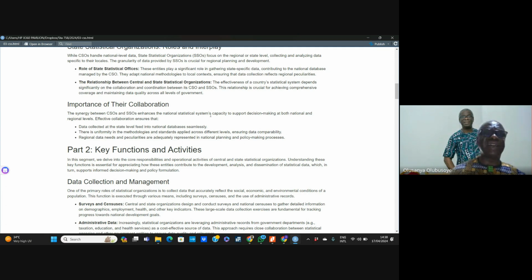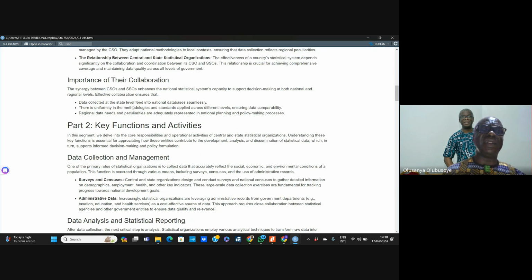There are key reasons for collaboration between the center and the state. The data that come from the state level is what will eventually make up the data for the national. So that's why collaboration is very important. You can't have data about Nigeria without having data from the various components. If there is no collaboration, then whatever figure is produced or disseminated at the national level cannot be truly national.